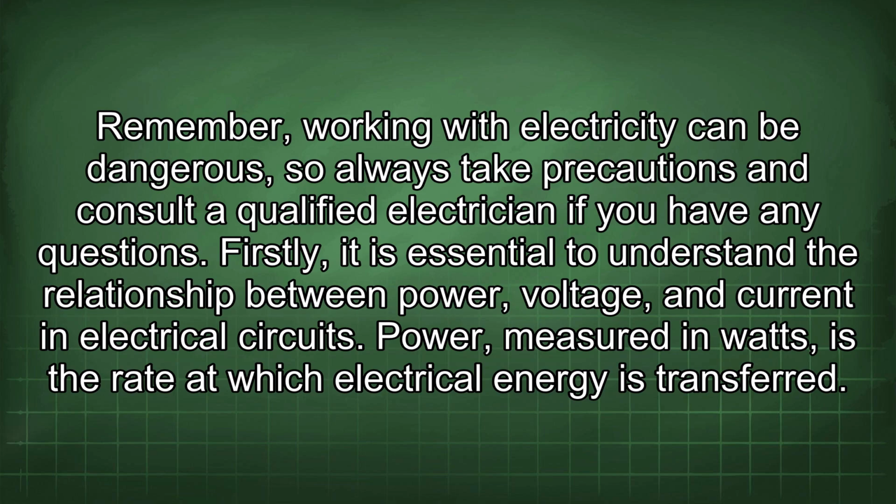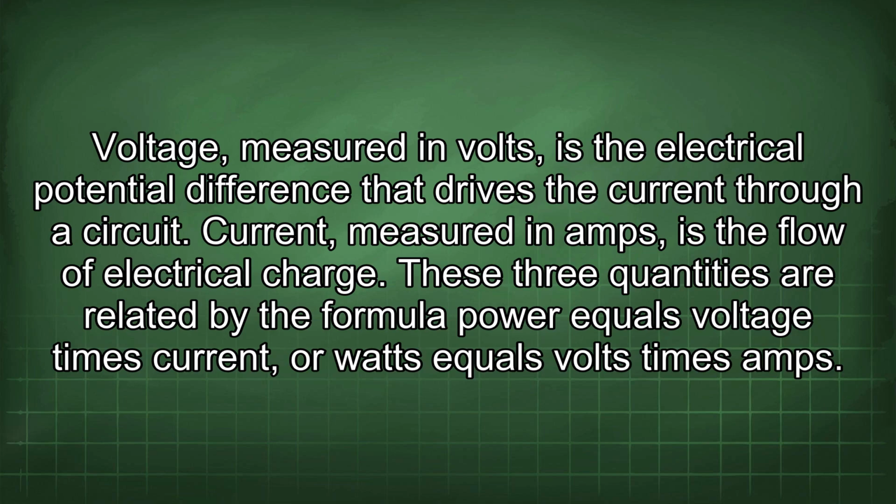Firstly, it is essential to understand the relationship between power, voltage, and current in electrical circuits. Power, measured in watts, is the rate at which electrical energy is transferred. Voltage, measured in volts, is the electrical potential difference that drives the current through a circuit. Current, measured in amps, is the flow of electrical charge. These three quantities are related by the formula power equals voltage times current, or watts equals volts times amps.